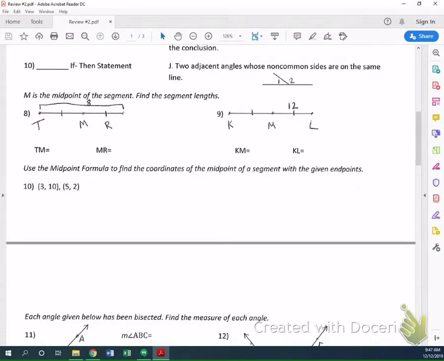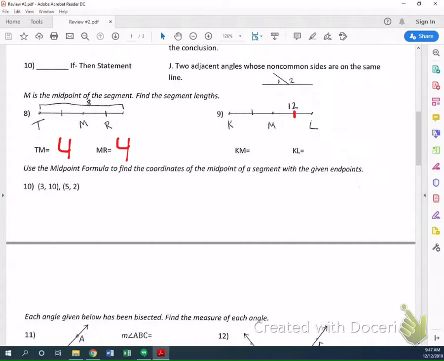The numbering's a little messed up. There's a couple 8, 9, and 10s. Anyway, the second number 8 says that M is the midpoint of the segment. Find the segment length. Yeah, so if the whole thing is 8, from T to M is 4, and from M to R is also 4, you just divide the 8 in 2. Now, the other one's not the same, because here, that side is 12. So KM would also be M to R because it's half of T.